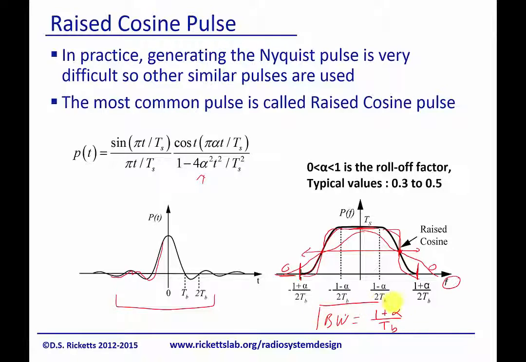I'll just let you know right now, this is an equation you need to know. If I give you alpha, you need to know TB. It's not so hard though, because basically the bandwidth is roughly 30 to 40% larger than 1 over the period of our symbol rate.